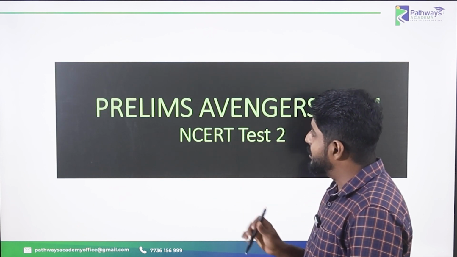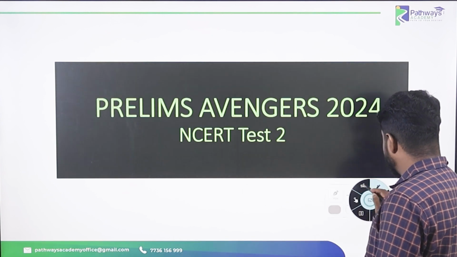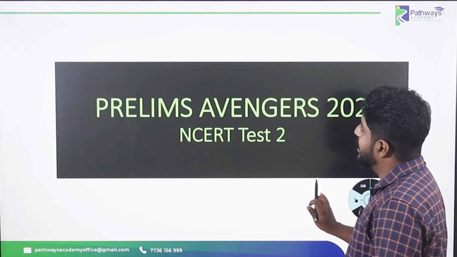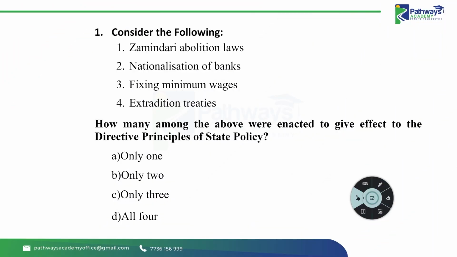Fine. So the first question for you on the screen. The first question for this test. Consider the following. Number one, Zamindari abolition laws. Number two, nationalization of banks. Number three, fixing minimum wages. Number four, extradition treaties. How many among the above were enacted to give effect to DPSP?